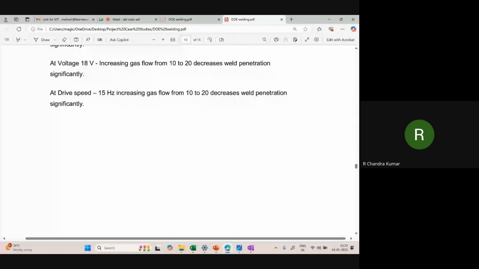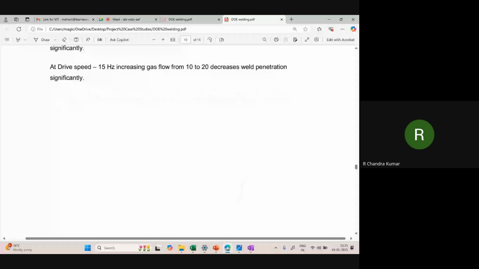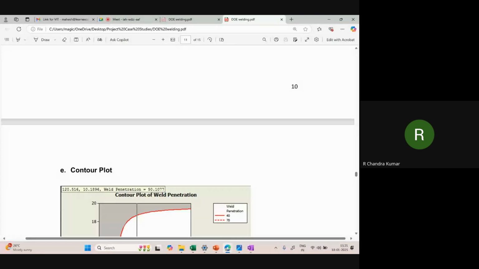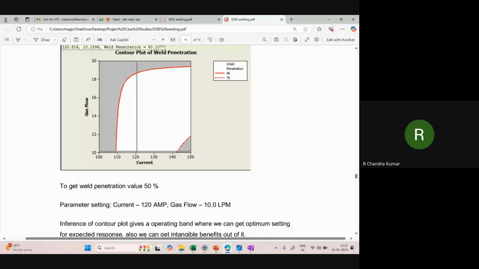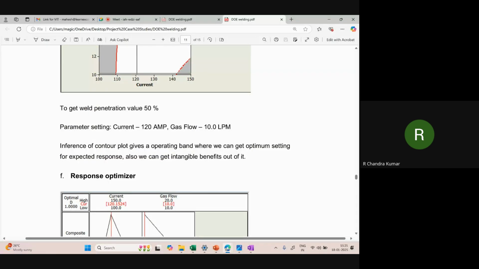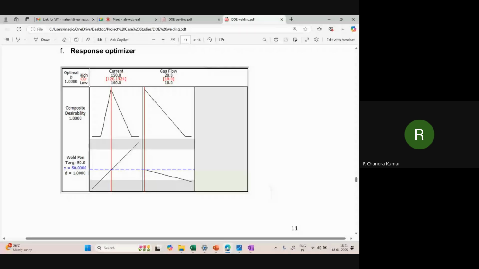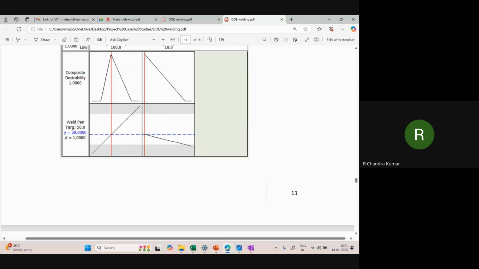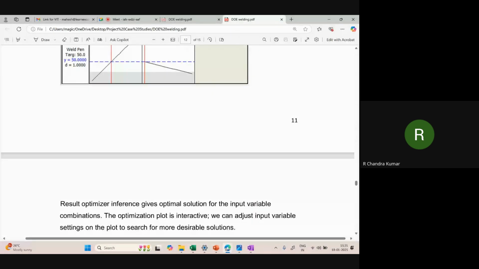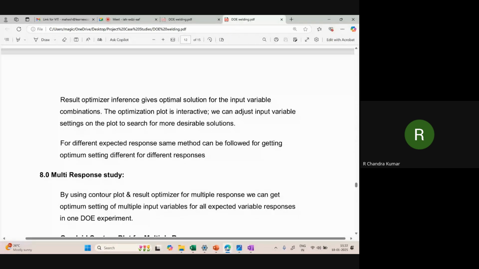After analyzing these things, then it was required to do the optimization. So let me show the contour plot. Now this is a contour plot for weld penetration alone. Now this is a response optimizer for one response, not one factor, for 4 factors. Now let me show you the multi-response study.